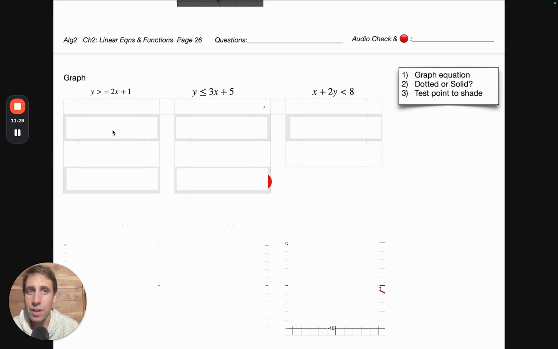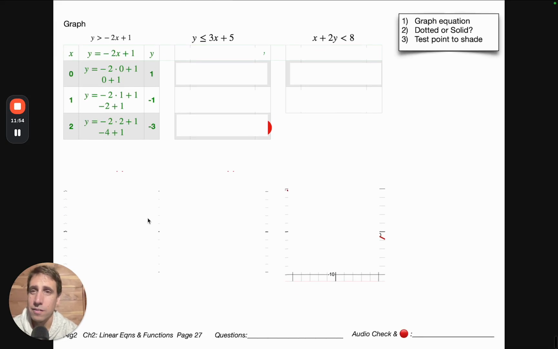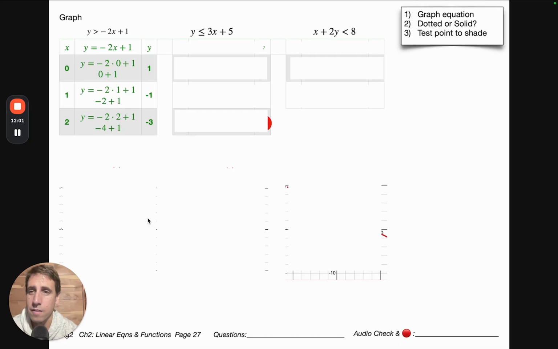Let's graph. First step, graph the equation. How do we graph an equation? Equation, table, graph. So there's the equation version. Notice the question dictates a greater than symbol, but I'm changing that to an equal sign so that I can graph a line. I think I'm just going to go 0, 1, 2 for my inputs. When we know how to do this, I'll give you a moment to write it down. And then let's graph that line.